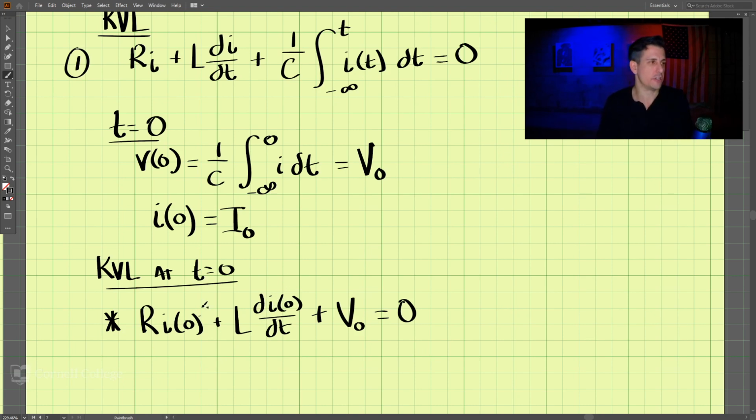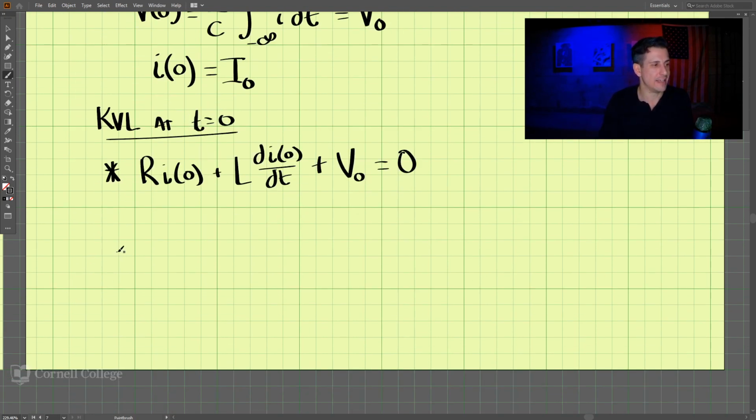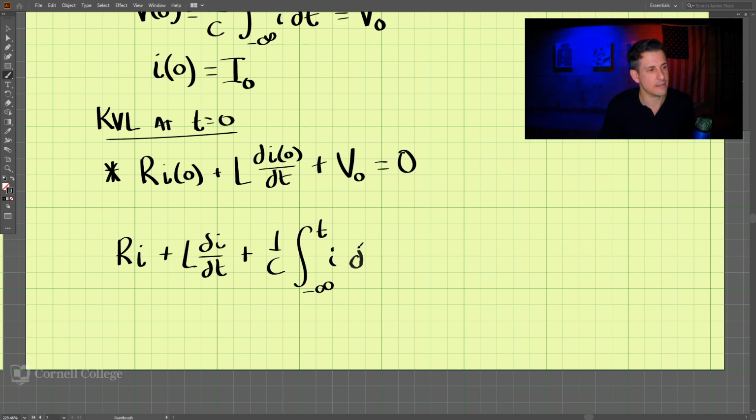Now, additionally, let's take equation 1 again. I'm just going to rewrite equation 1 here. We have R times i plus L di/dt plus 1 over C integral from negative infinity to t, I of t dt equals 0. This is the same equation, equation 1. We're going to differentiate this with respect to t.